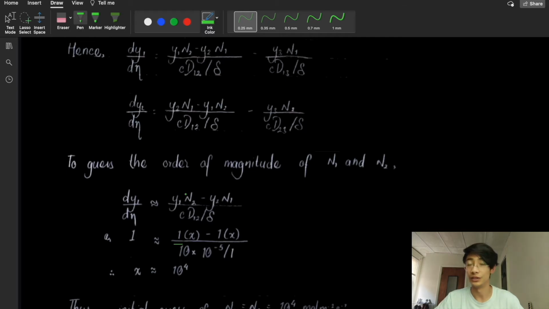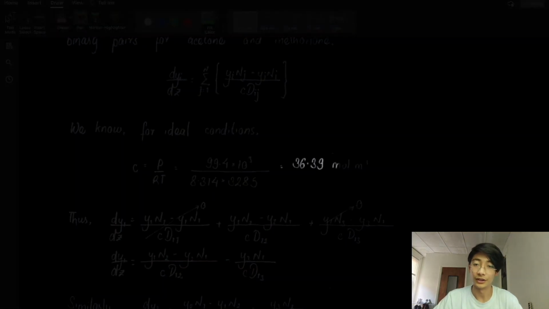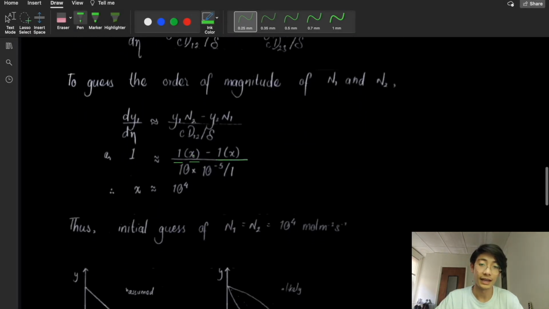And then our molar fluxes are what we're trying to get, so I'm just going to go with x. Same thing here. And then we already know that our concentration is equal to 36.39, so that's the first order of magnitude, which is 10. And we know that the Stefan-Maxwell diffusion coefficients for gases are in the order of magnitude of 10 to the -5. So that's why we say D12 is equal to 10 to the -5. And then delta, again, ranges from 0 to 1, so we just go with 1.